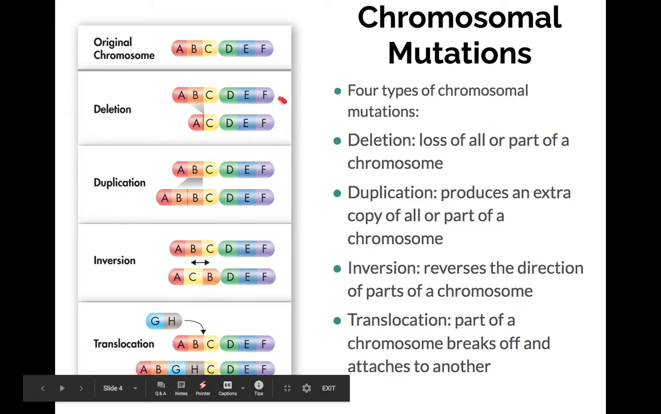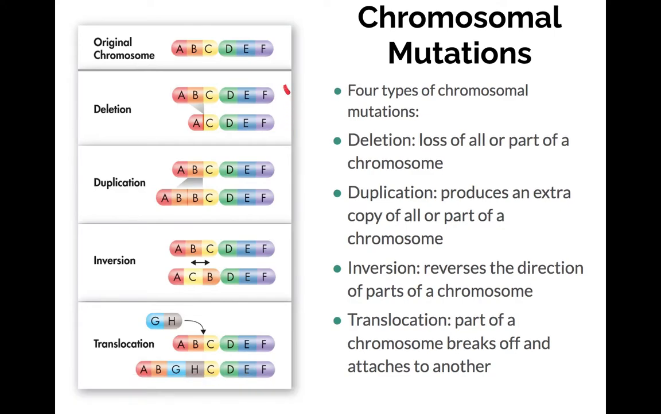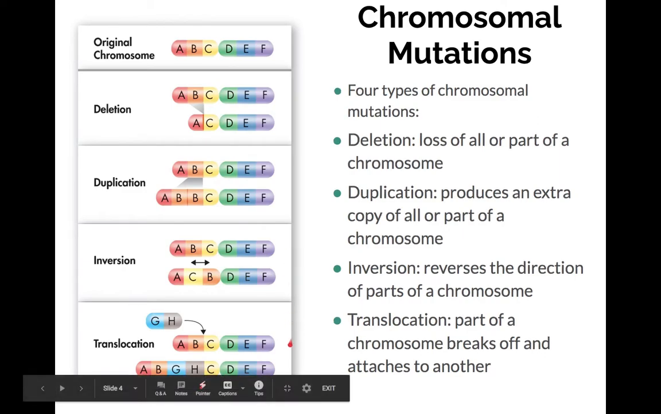So deletion, loss of all or part of a chromosome. Duplication, we're going to have an extra copy of all or part of a chromosome. Inversion reverses the direction or parts of a chromosome. And translocation, part of a chromosome breaks off and attaches to another. So that's that image here.